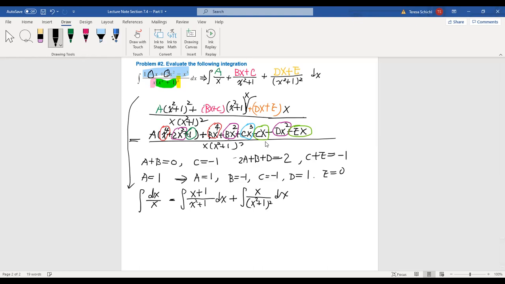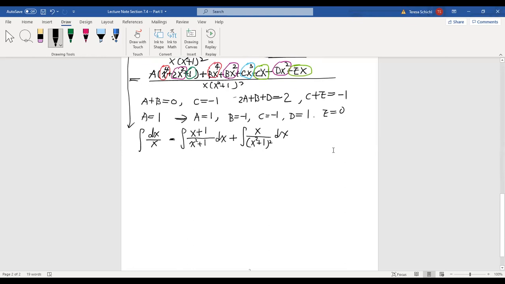dx here. Okay, so now let's try to see how we do the integration. This really tests your integration knowledge here. So this is 1 over x dx, this is x. This one here, I know if I have x squared plus 1 by itself, I can integrate.